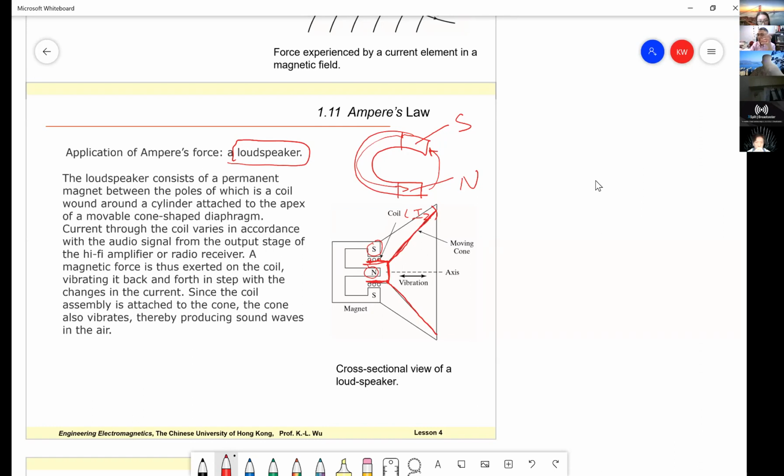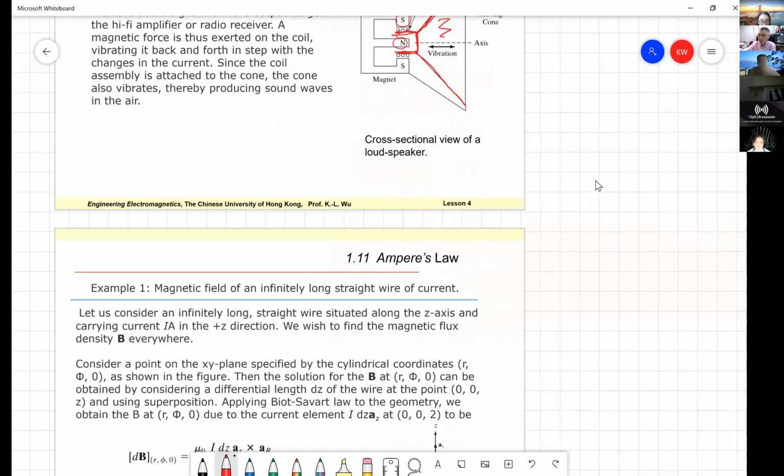Then that movement vibrates the air concentrated inside this cone shape, so that creates an acoustic wave. That is what we can hear, right? So it converts the electrical energy into air fluid energy. So that is just a simple example.